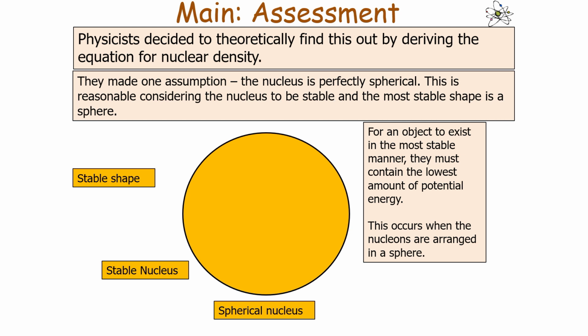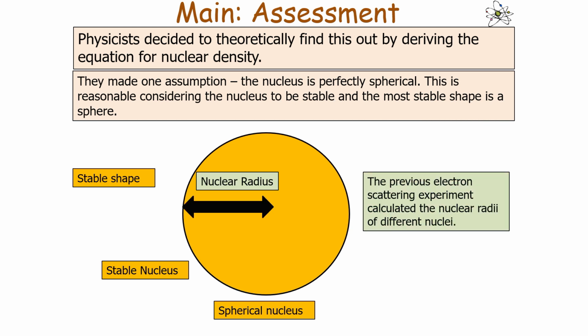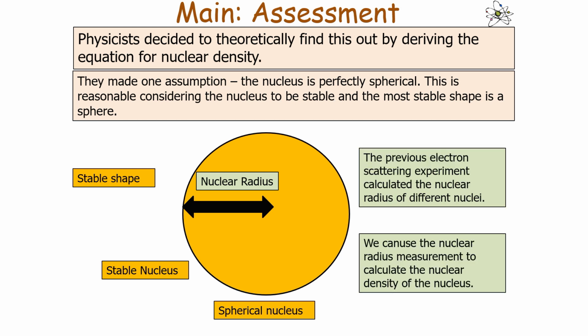So for an object to exist in the most stable manner, it must contain the lowest amount of potential energy, and this occurs when the nucleons are arranged in a sphere shape. So what we can do is that the previous electron scattering experiment calculated the nuclear radii of different nuclei. So we can then use the nuclear radius measurements to calculate the nuclear density of the nucleus.